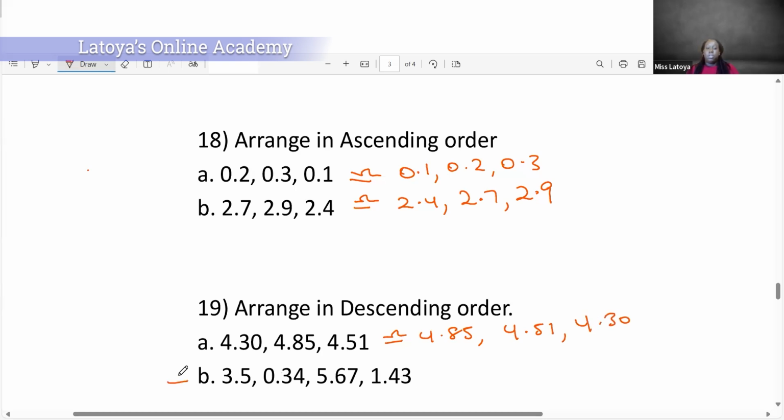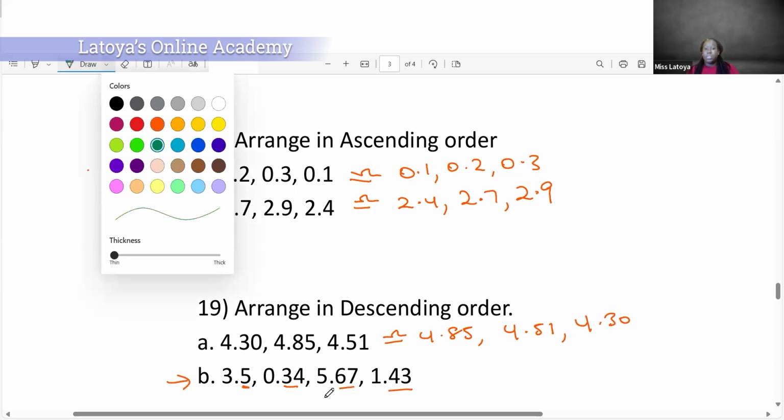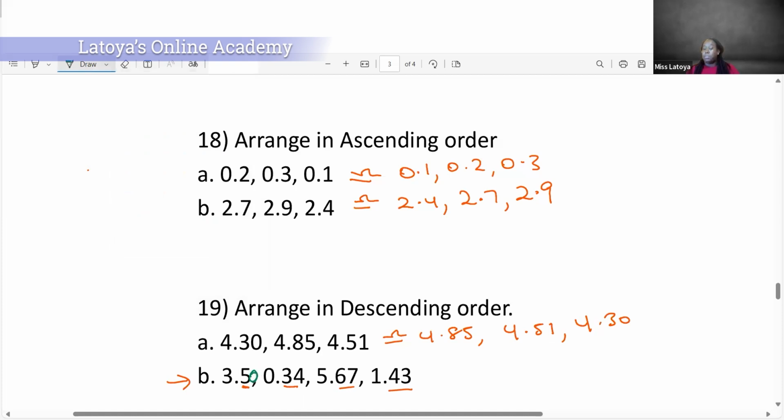Take a good look at B. You have 3.5, 0.34, 5.67, and 1.43. Before you arrange, do you notice that the others have 2 decimal places and this one has 1? You want to make sure this one also has 2 decimal places. So we add in a 0 as a placeholder.